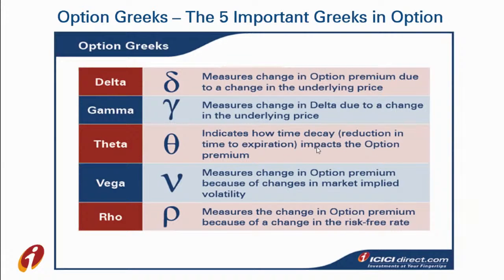If a particular option is going to expire in a month's time, and there is only 1 week left for it to expire, the theta will drop down to, let's say, 20 or 30 or 40 odd rupees. And if there are only 2 or 3 days left, then the theta of that particular option will be, let's say, 15 or 20 rupees.